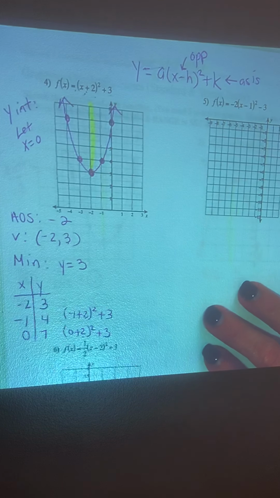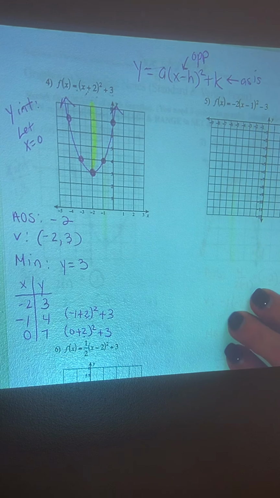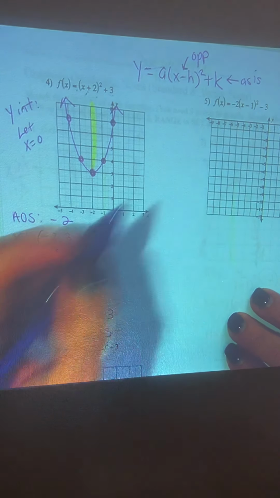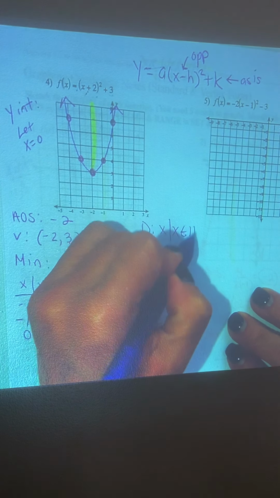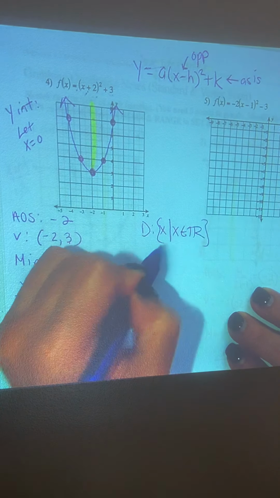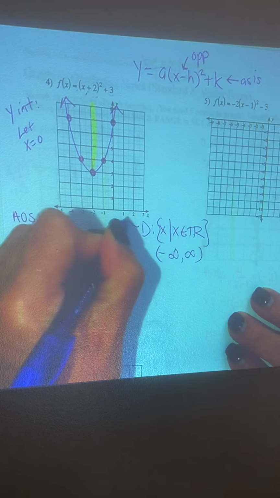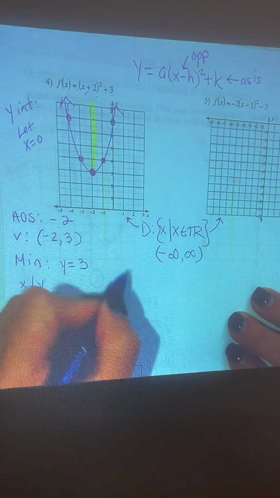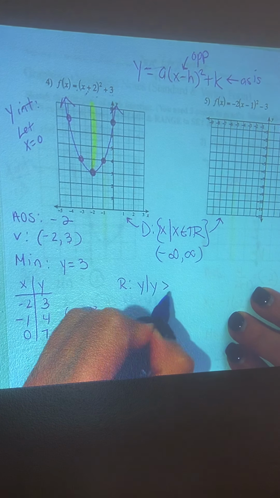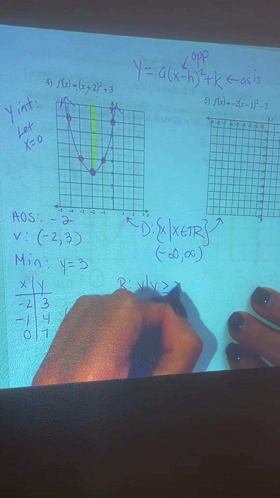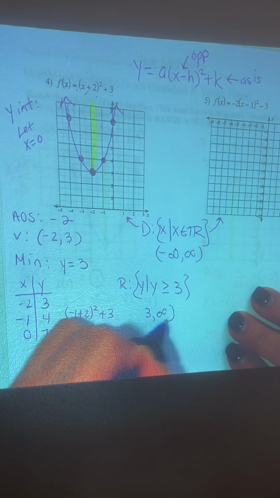Here's my parabola. Can you see that all? Sorry. Okay, and again, the domain, I'm just going to write the domain here for both of them because we know the domain is all real numbers. -infinity, +infinity. Okay, that goes for both. And then the range, y such that y is greater than or equal to y by the vertex, which is 3. And then 3, infinity.